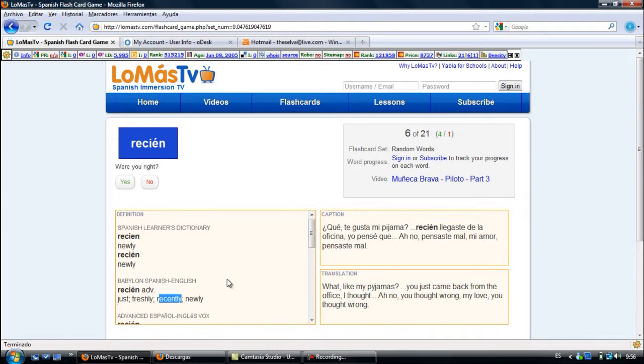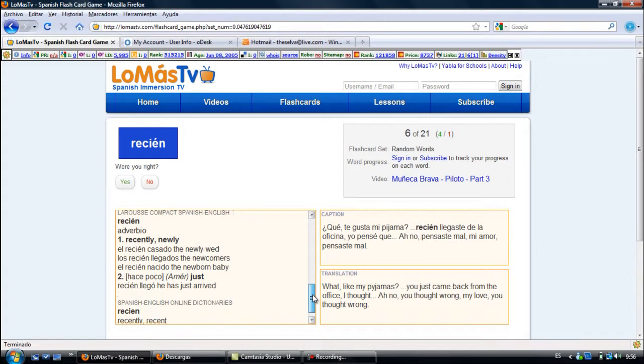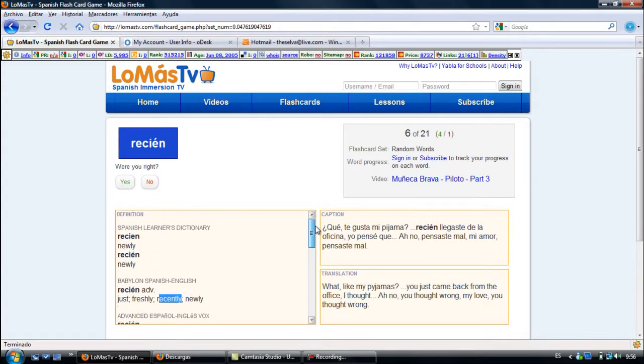So what's great about these flashcards is that, for one, you have the definition. You don't just have one word on the other side of the flashcard. You have several definitions here from different dictionaries. And you also have an example. You have the word in context. And that's exactly what you need.